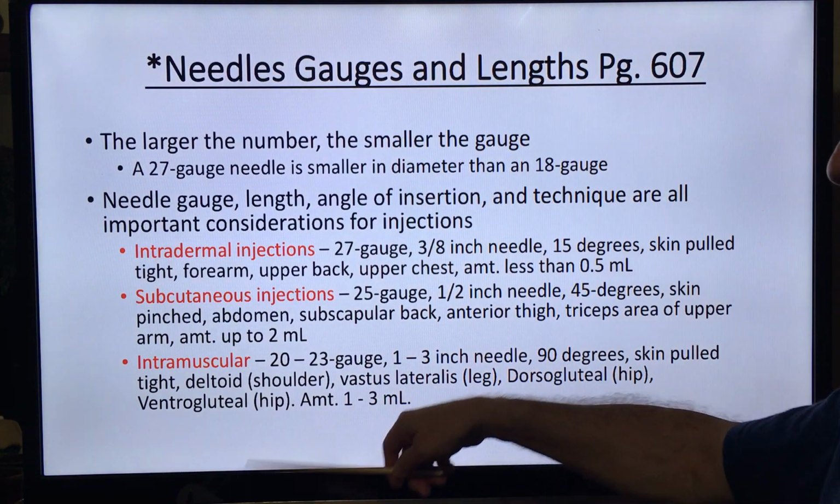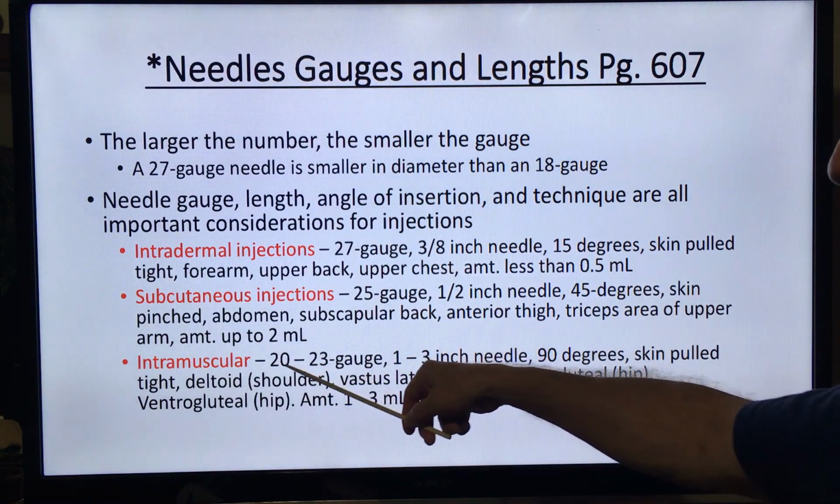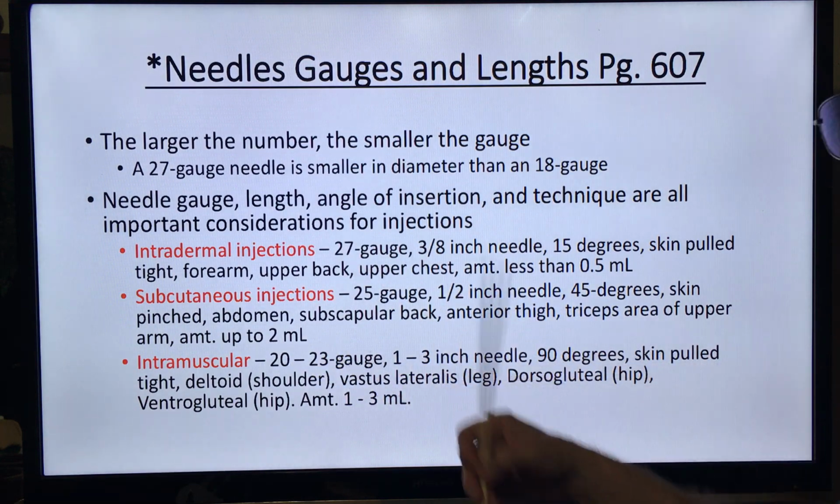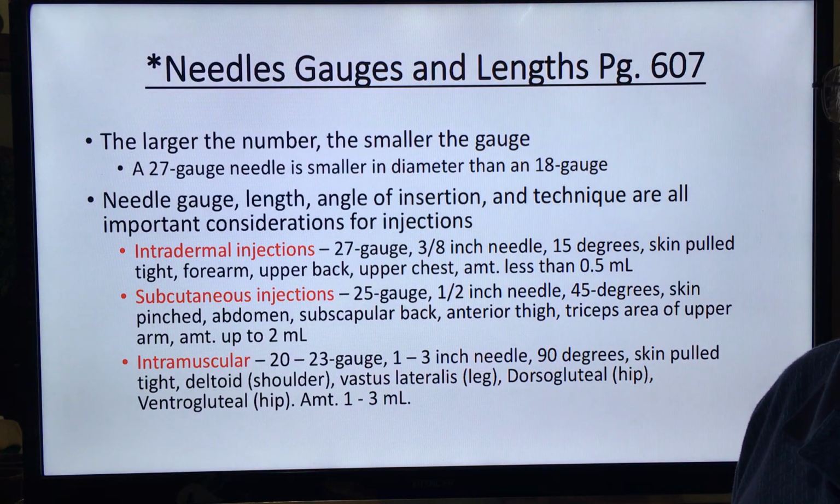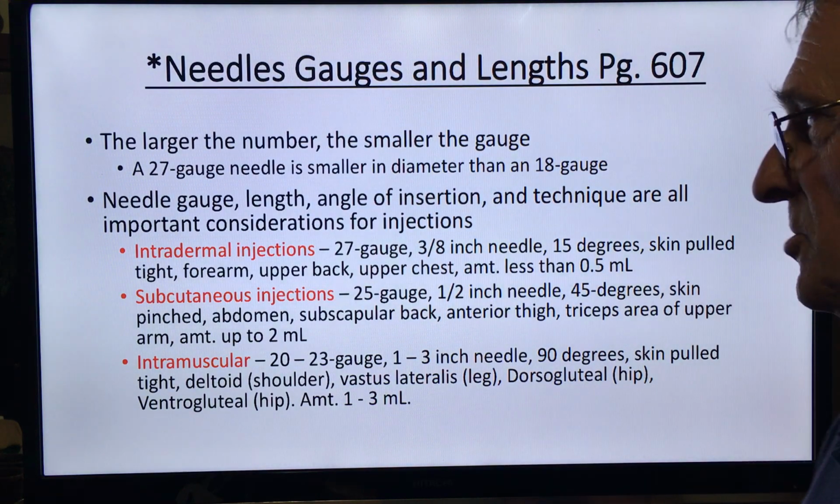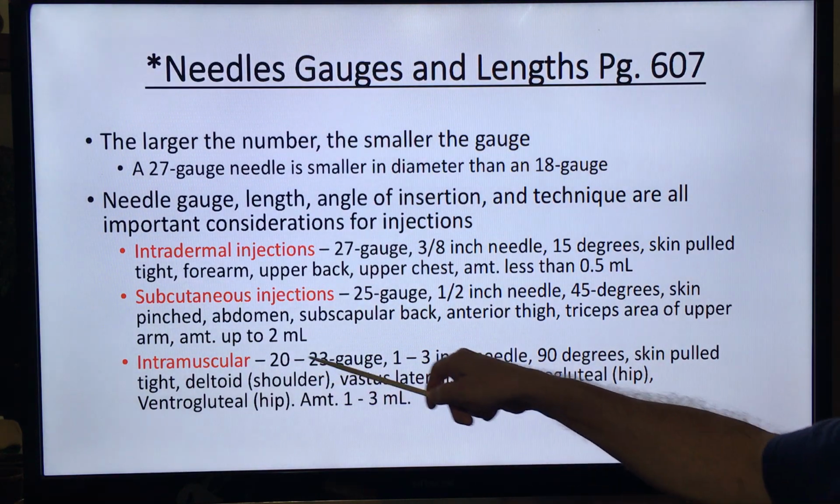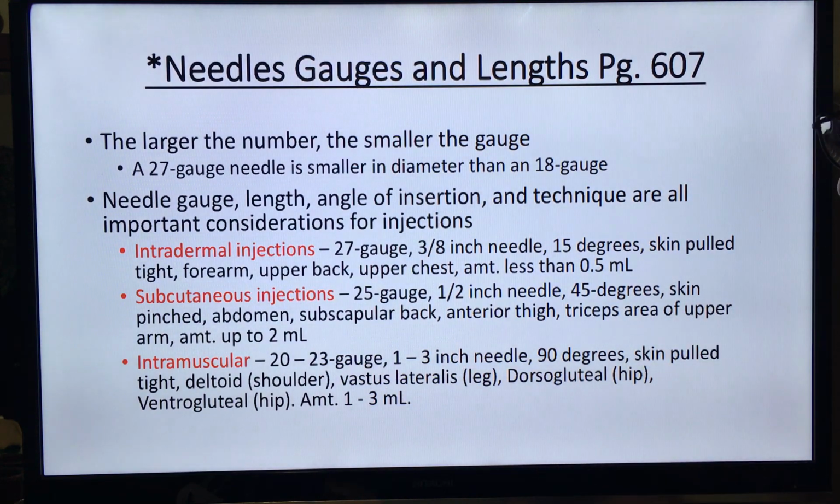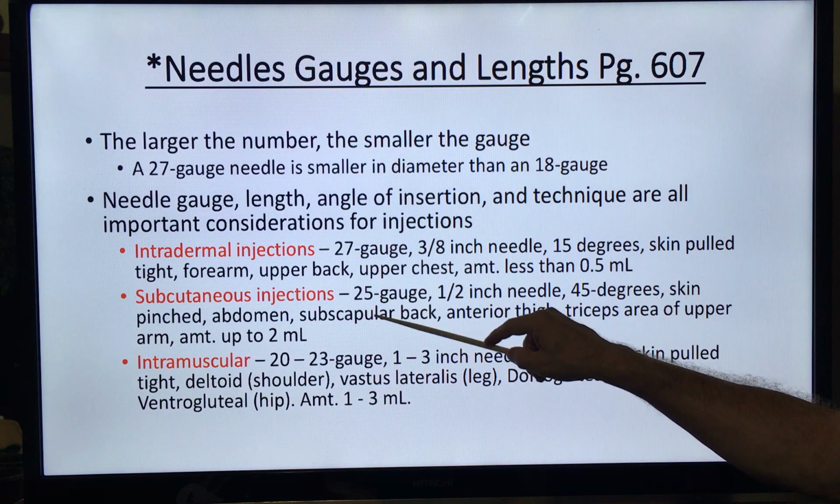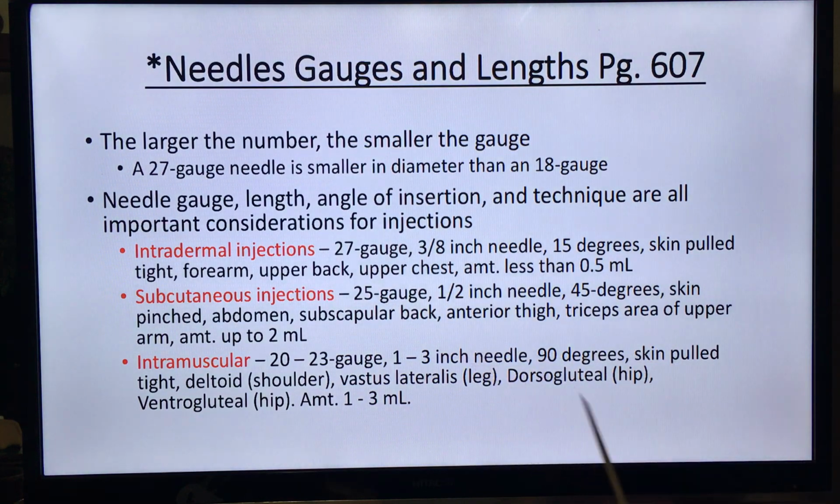The intramuscular route, again, these are much bigger needles than up here because these medications have to get into the system quick, and some of them are thick, and it may require a bigger needle to push the medication through. So these are 20 to 23 gauge needles. It's 1 to 3 inches long. It goes at a 90-degree angle to the skin. And instead of bunching up the skin like we do here, we pull the skin tight so that it adheres to the muscle and allows us to get deeper into the muscle.